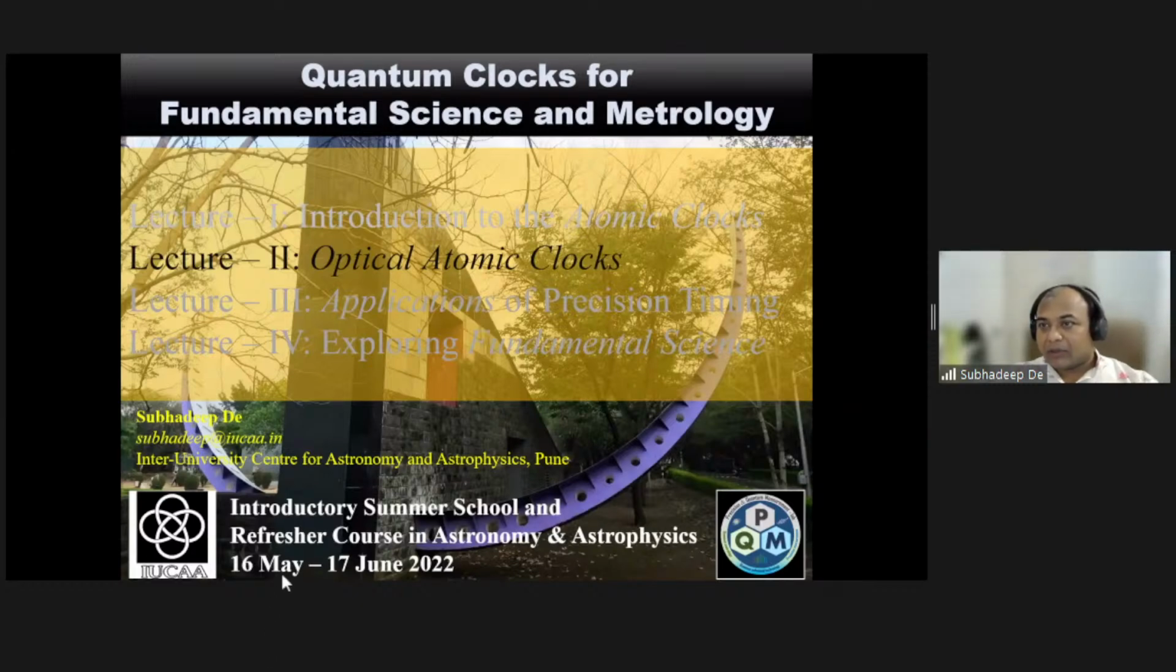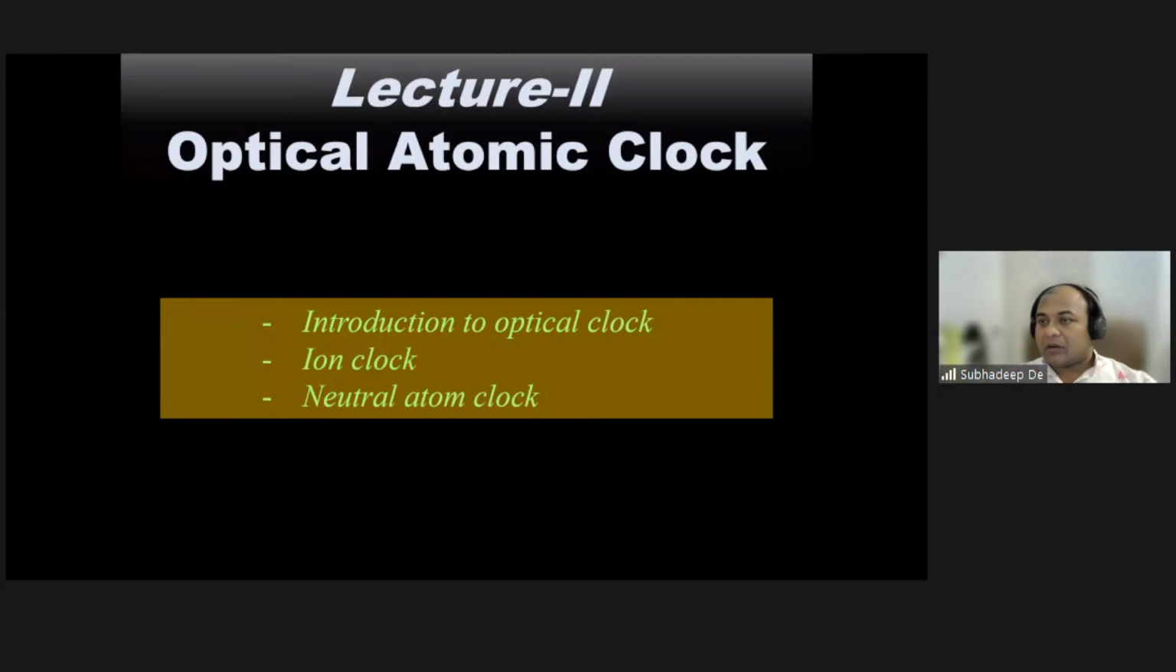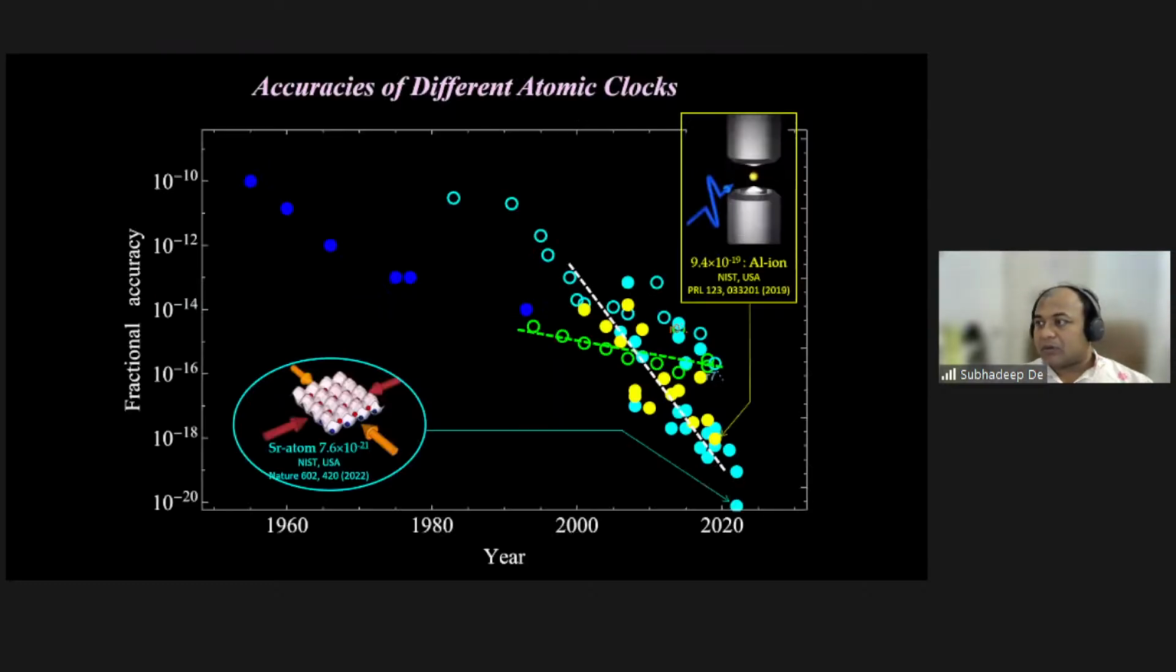Last time I explained the difference between microwave and optical atomic clocks. So today we will focus on optical atomic clocks, which are actually much better in terms of accuracies compared to the microwave clocks or cesium clocks. So I will be covering three parts. One is some basic introduction, and then there are two different types of optical clocks. One is based on single ion, and the other ones are based on neutral atoms. And I will be discussing in detail both types of these clocks.